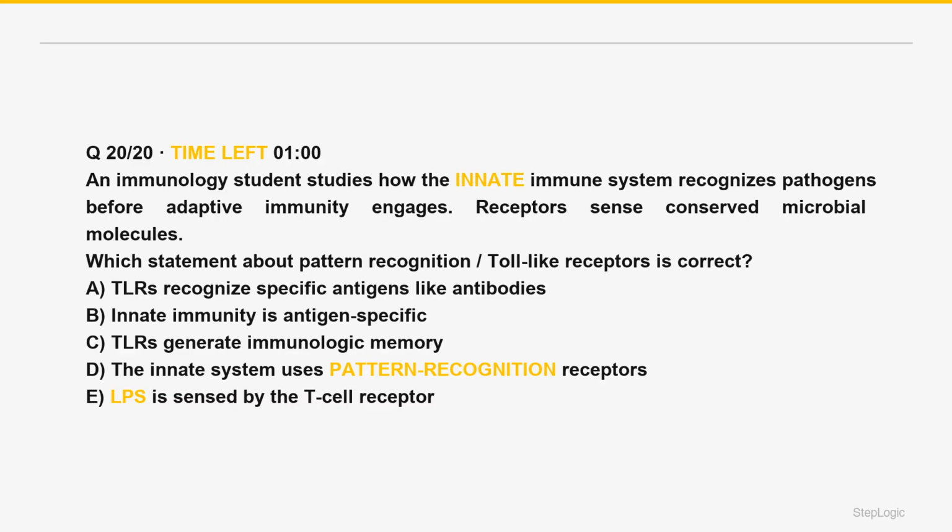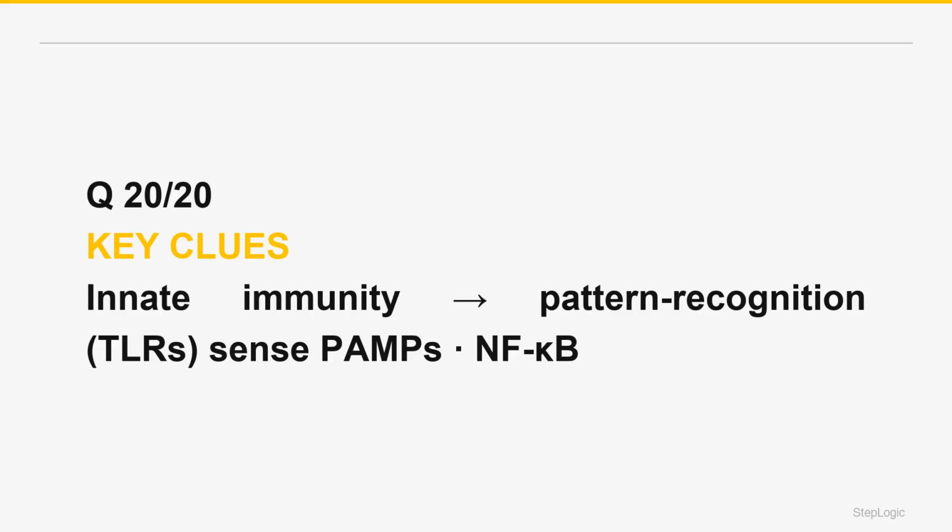Which statement about pattern recognition toll-like receptors is correct? An immunology student studies how the innate immune system recognizes pathogens before adaptive immunity engages. Receptors sense conserved microbial molecules. Read the command: which innate TLR statement is correct? Innate immunity uses pattern recognition receptors, TLRs, sensing conserved PAMPs: LPS, flagellin, viral RNA, CpG. This leads to NF-kappa B, which leads to cytokines. It is rapid, nonspecific, with no memory.